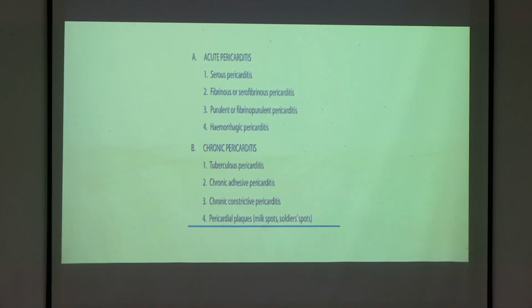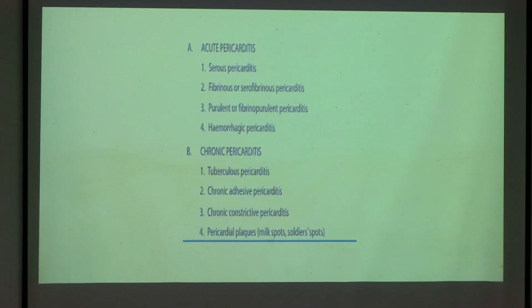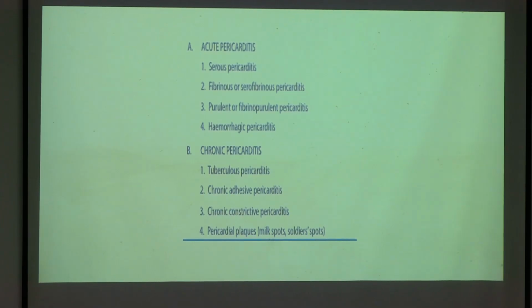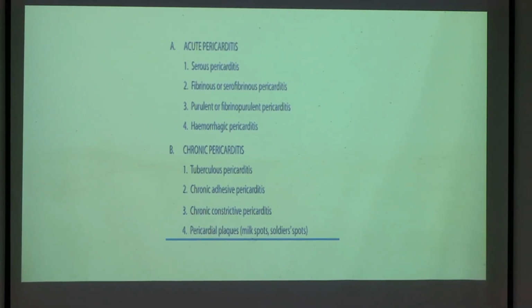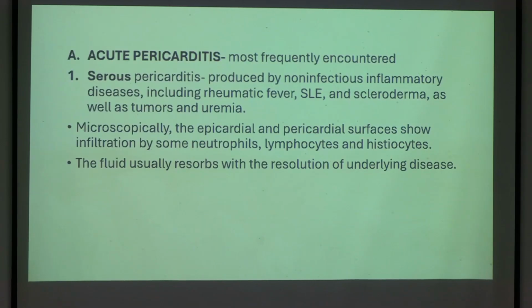Acute pericarditis is of four types: serous, fibrinous and serofibrinous, purulent or fibrinopurulent, and hemorrhagic pericarditis. Then chronic will be tuberculous, chronic adhesive, and chronic constrictive pericarditis. Okay? Clear? First, coming to acute pericarditis, which is most frequently encountered. Under that, first is serous pericarditis.